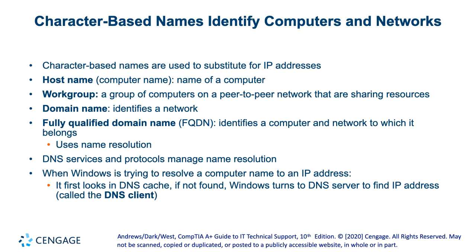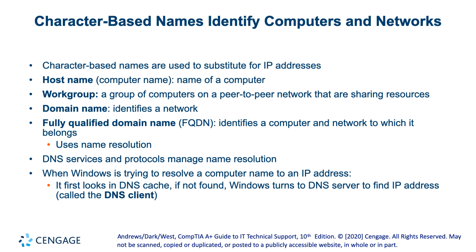And humans do not do well with IP addresses, so we substitute the IP addresses with human readable names. We have host names, which is the name of the computer. A workgroup is a group of peer-to-peer computers that are sharing resources. A domain name specifies and identifies a network. Fully qualified domain name is the host name plus the domain name, and it uniquely identifies the computer on the network to which it belongs.